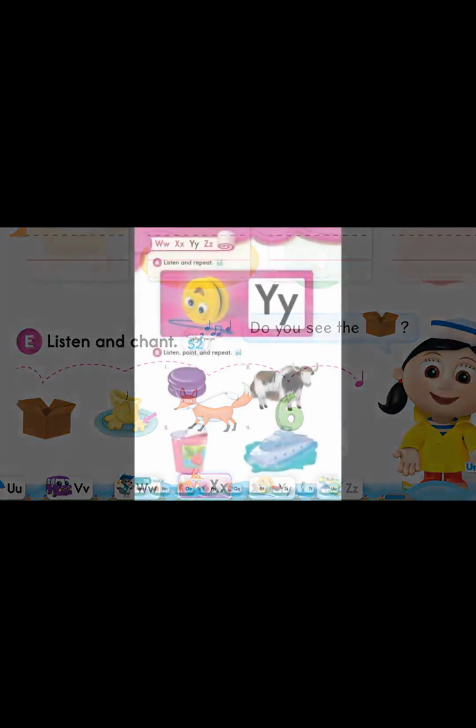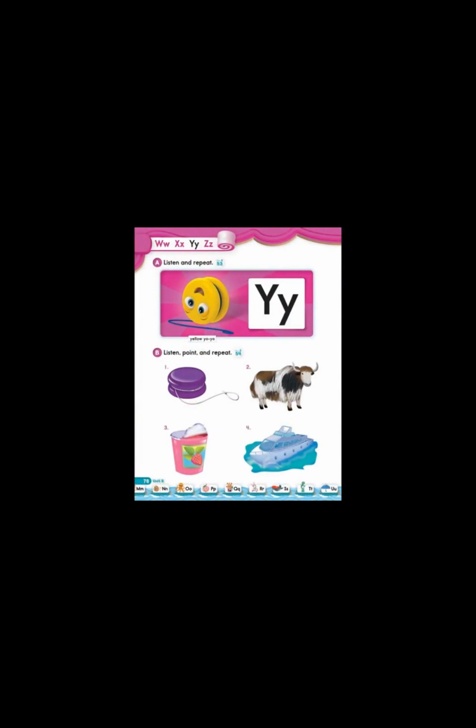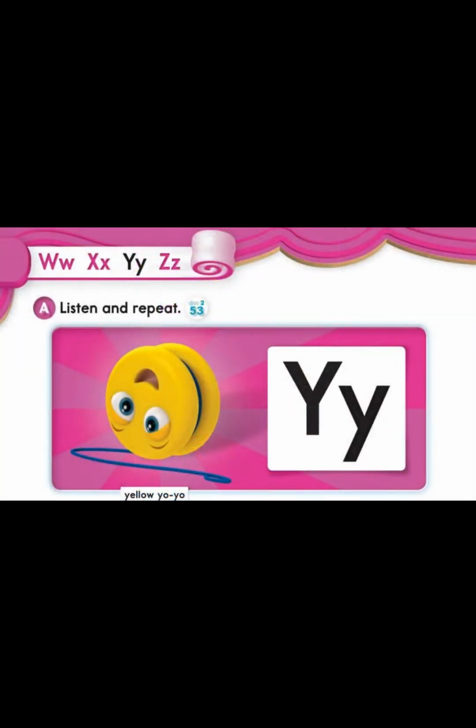Page 78. The letter Y. A. Listen and repeat. Hi, I'm a yellow yo-yo. Y. This is the Y sound. This is the letter Y. Yellow yo-yo. What's the beginning sound? Y. What letter is this? Y.